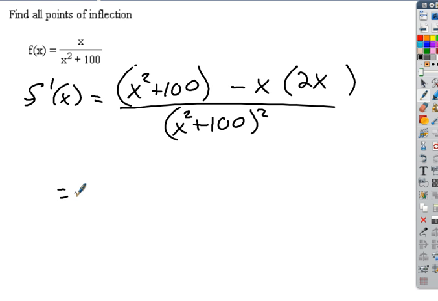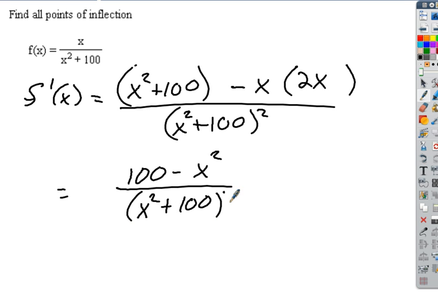Can we just take out x squared plus 100 on the top and just 1 on the bottom? We can't, because this is not a factor of the top. It's not being multiplied, it's being added to this part. I can only cancel common factors. I can simplify the top, though. I've got x squared plus 100 minus 2x squared. Isn't that just 100 minus x squared? I just combined terms. x squared minus 2x squared is negative x squared plus 100.